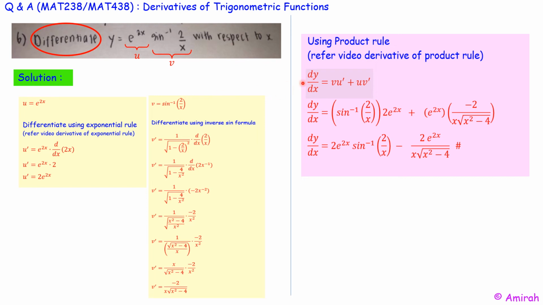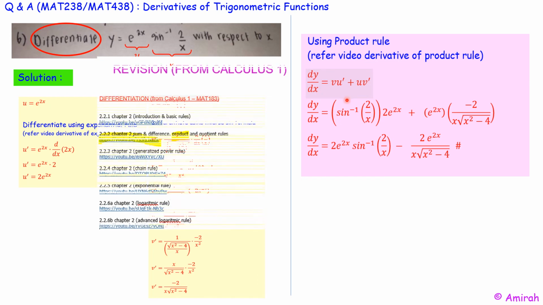Okay, dy over dx ni sebab yang asal ni adalah dalam y. Okay, so when we differentiate with respect to x, so dia jadi dy over dx. Okay, and then if we have u times v, so formula product rule vu prime plus uv prime. Kalau tak ingat, boleh refer balik video yang saya bagi yang revision lepas, okay? Derivative using differentiation using product rule, okay? Dalam video yang ni, okay? Boleh tengok balik dalam tele yang lepas, alright?